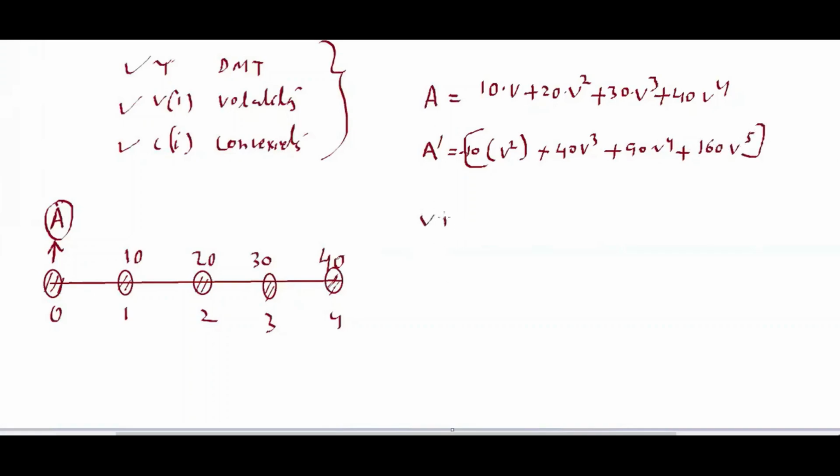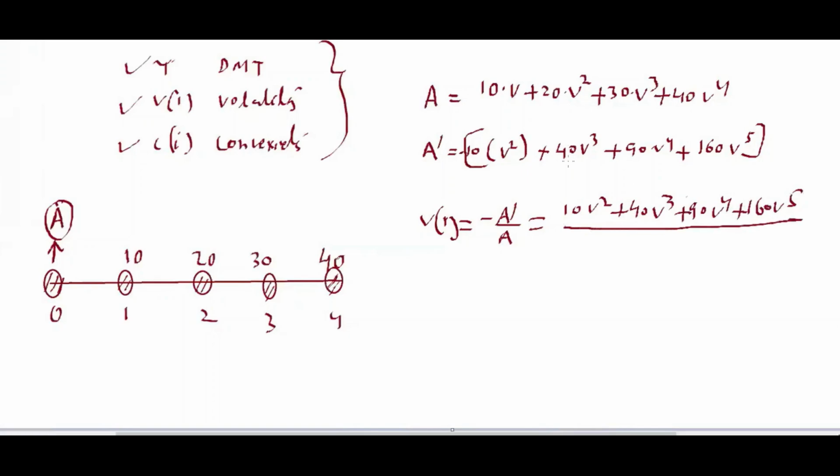Then you can find Vi minus A dash by A, multiply minus. Even if you can do anything, you just find term by term and add, that's all. Always you will not get it in the form of an annuity. Never mind, divided by this one: 10V, 20V square, 30V power 3 plus 40V power 4. It's over. Then if you want to find Ci, you take differentiation once again, you'll get it.